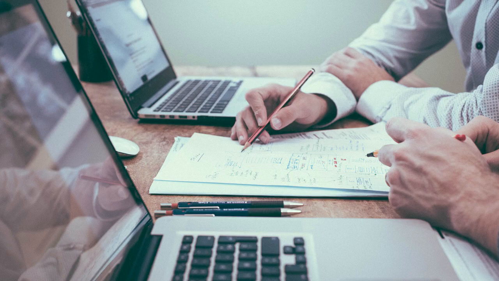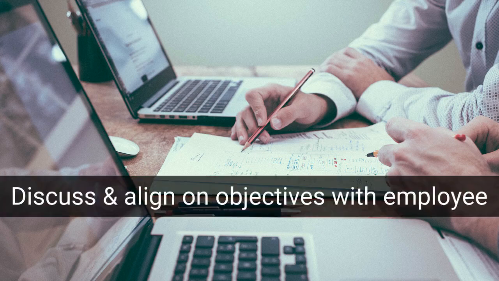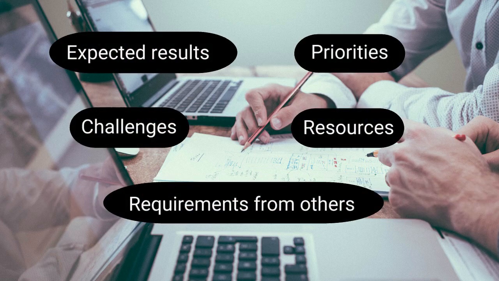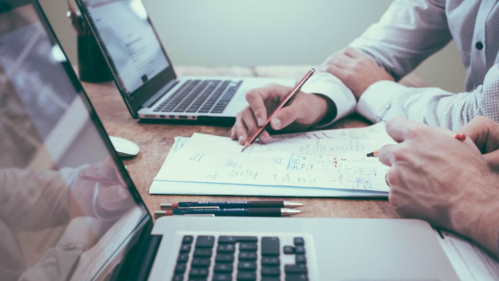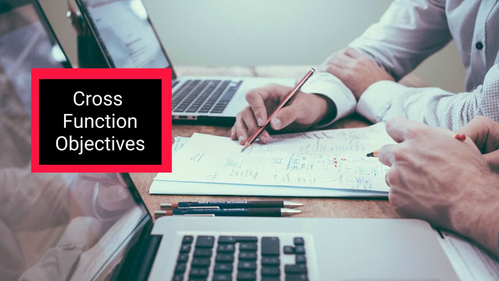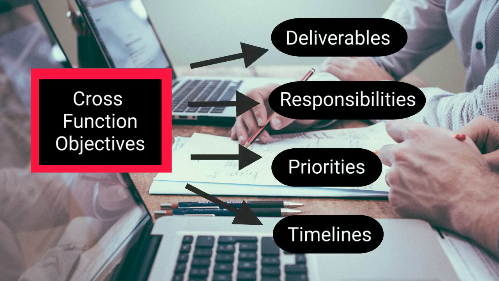Let's have a look in more detail at the team leader's role. When the objectives have been cascaded, the team leader discusses and aligns on the individual objectives with each employee. This helps to firm up the objectives and to drive ownership and engagement. At the discussion, expected results, priorities, challenges, resources, and requirements from others are discussed. For cross-functional objectives, the function manager or relevant team leader needs to align on deliverables, responsibilities, priorities, and timelines with those you depend on to deliver the results. You cannot assume support.